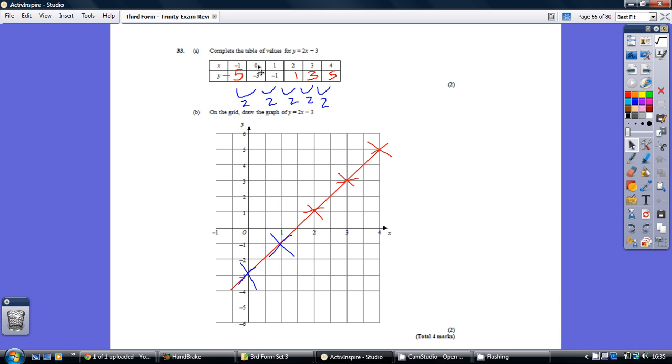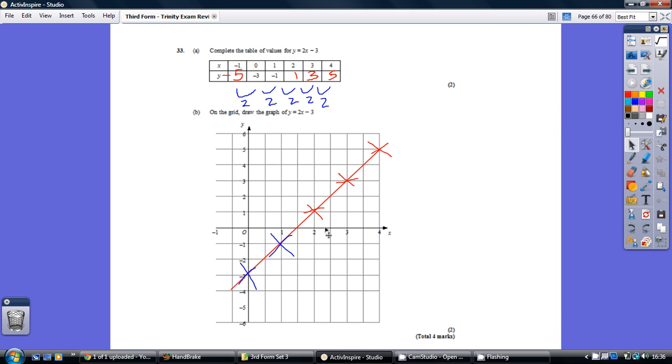So look, we're told two coordinates, 0, -3. So go and plot that, 0, -3. And we're told another coordinate: when x is 1, y is -1. So go and plot that, 1, -1. So we've got the two blue crosses. Get your ruler out and draw in the straight line. And now we can use the graph to find the various values.